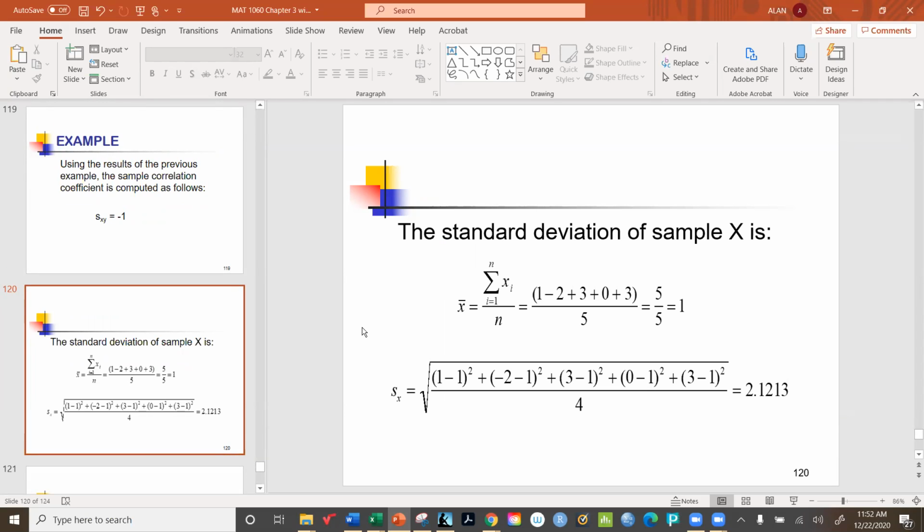So we'll just quickly note that for X, the sample standard deviation turned out to be 2.1213. And you can see why. We calculated X bar to be 1. Then we went through and subtracted that 1 from all the elements in X, squared them, added them up, and divided by 4. And then at the end, we take the square root.